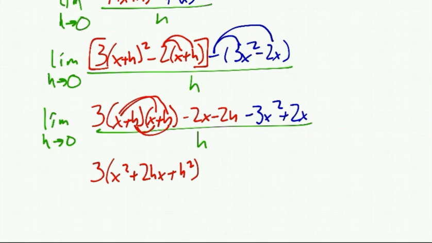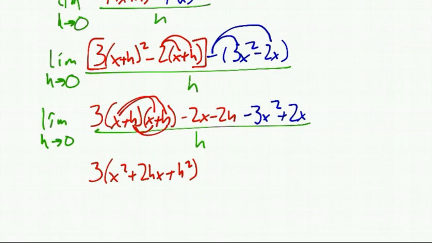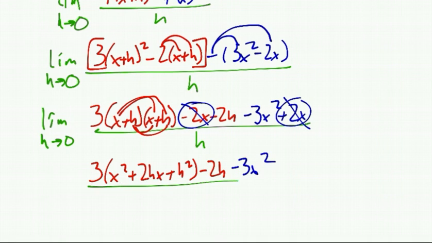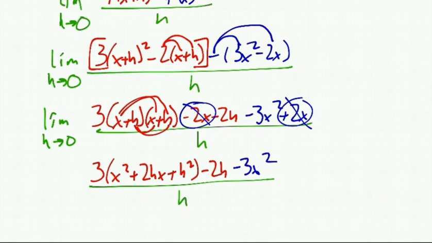Still have the rest of it, we can actually start canceling out some stuff. So we're going to have minus 2x plus 2x, those can cancel out, so we no longer need them. So from our red group, we're going to have minus 2h, and then from the blue group, the only thing that's left is minus that 3x squared. Still all that divided by h, and again, this is the limit as h approaches 0.